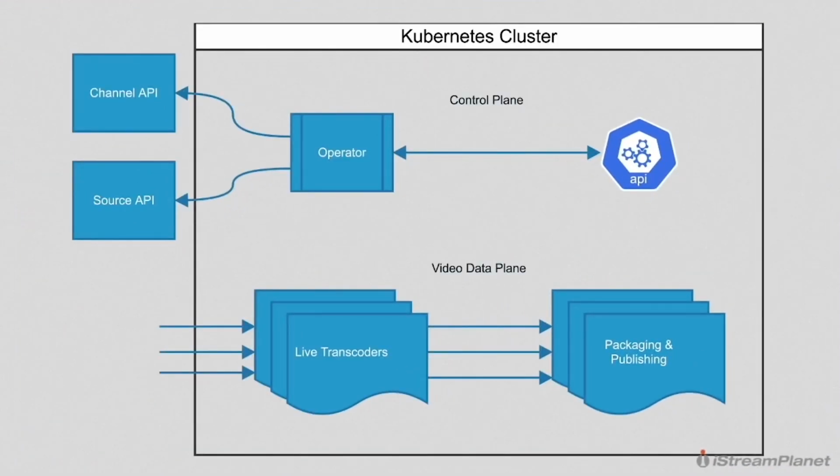Now, lastly, we zoom out to a single cluster view where we can see the operator interacting with channel API, source API, and the Kubernetes API in the control plane. Then in the video data plane, we have live transcoders for various channels consuming SRT and outputting ABR transcoded segments to the packaging and publishing service. With channels being assigned to clusters at channel creation time, scaling out further is as simple as adding more clusters.